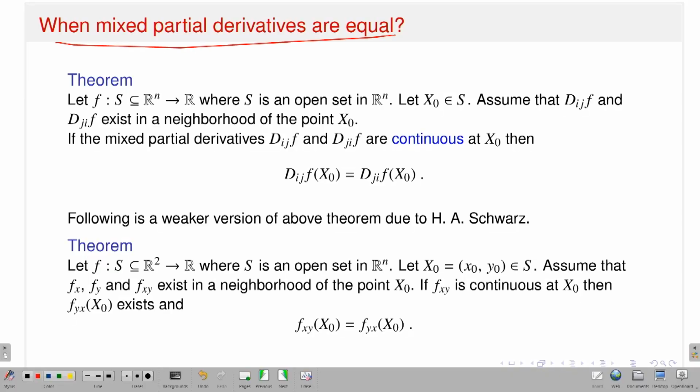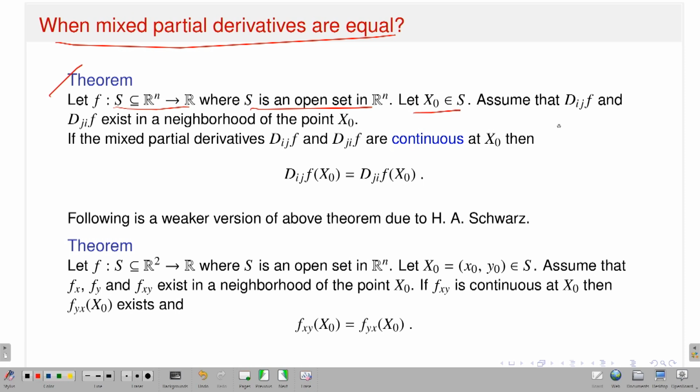Similar kinds of things you can see in some theorems. There is one theorem called the mixed derivatives theorem. Suppose you have a function and suppose mixed derivatives exist; can I have some conditions so that whenever the mixed partial derivatives exist they are equal? The answer is yes. This is my theorem on when mixed partial derivatives are equal. Suppose you have a function f from Rn to R, where S is an open set in Rn, and let x naught be a point in S.